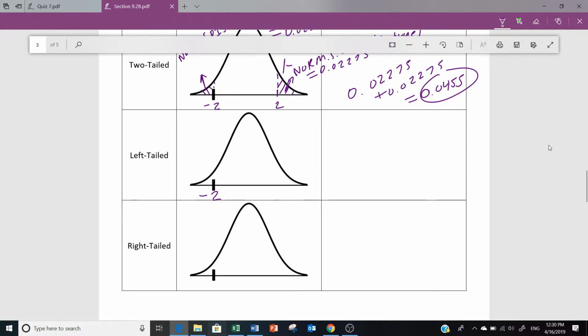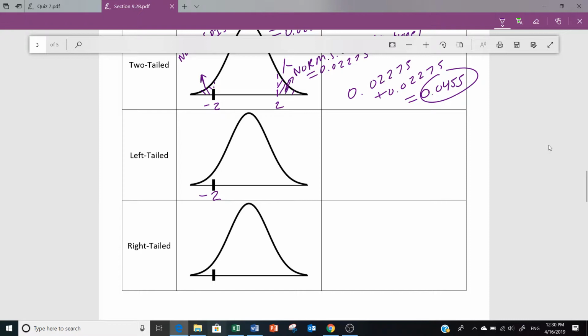Do we have to do the same? No, because it's just the left side. This one was two tail. It's just on this side. Okay, so the answer is just that. And then the right one is just the 1 minus. Yeah, but it's the same answer though, right?